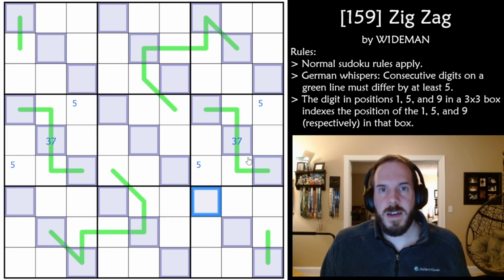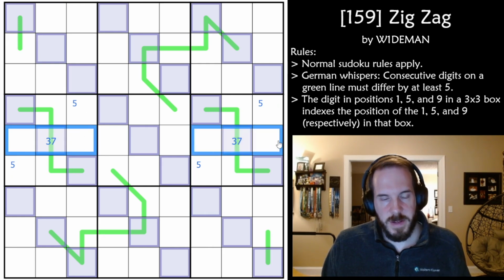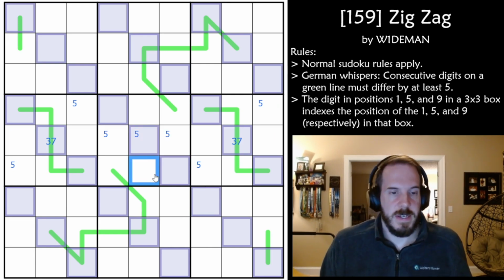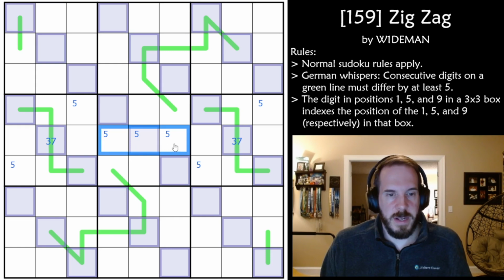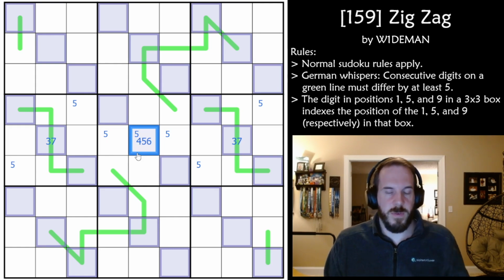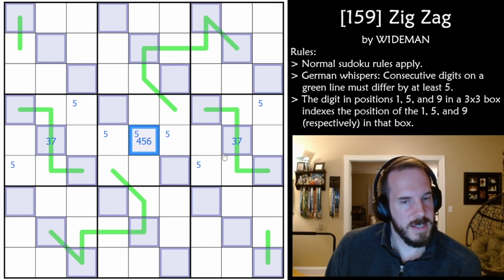And the question to ask now is, where does 5 go in row 5? It can't go in these cells because the 5 is in one of those two positions, and same here. So our 5 in row 5 has to be in one of those 3 cells. And again, we're indexing, this cell is indexing the position of the 5, which can only be in positions 4, 5, and 6. So that's either 4, 5, or 6. Very nice start.